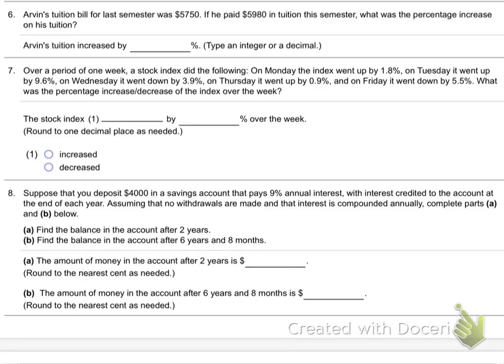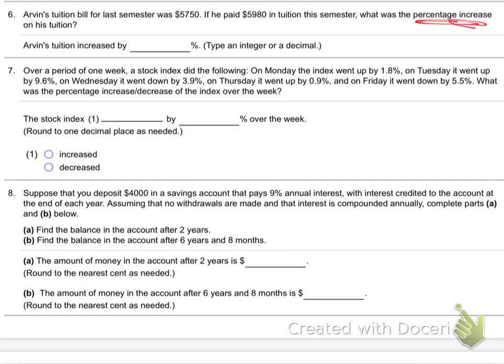Number 6. Arvin's tuition bill for last semester was $57.50. If he paid $59.80 in tuition this semester, what was the percentage increase on his tuition? A little more interesting question. So now we're talking money a little bit. This is really the point of this chapter. To get more and more comfortable with money and percentage and all that, which we all deal with. So last semester $57.50 went up this semester to $59.80. What's the percent increase? That's what they're asking for, right?